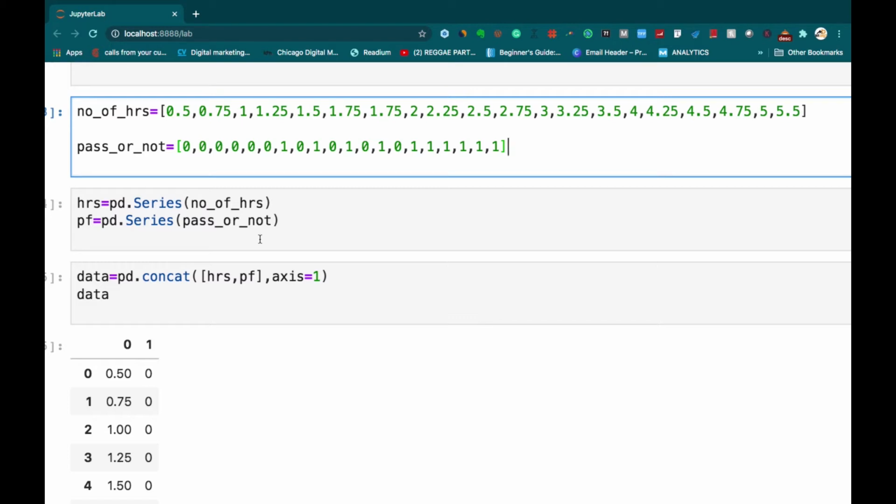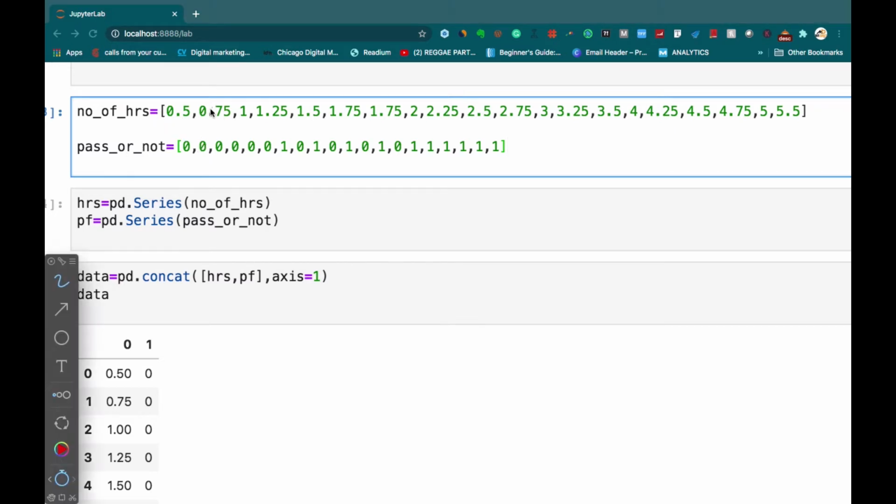Now if you see what I have over here, if you remember the NumPy class, we learned how to create a list. The same thing I'm doing here, nothing different. I'm creating a list using square brackets with some numbers in there, some floats, some ints. These are nothing but the number of hours that a student will study, and then whether the person will pass or not.